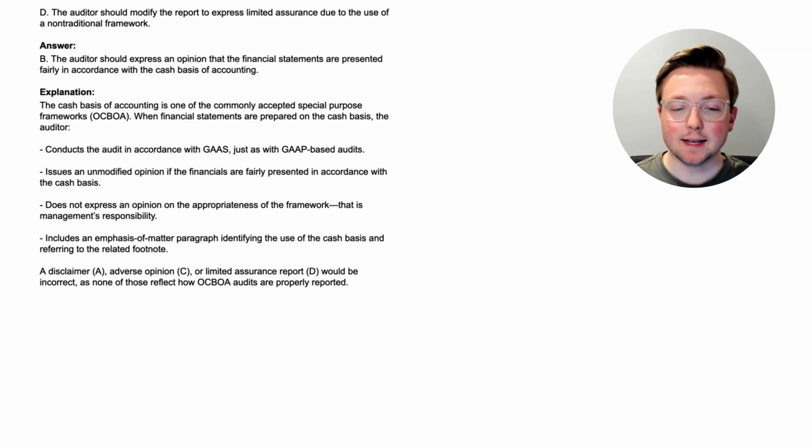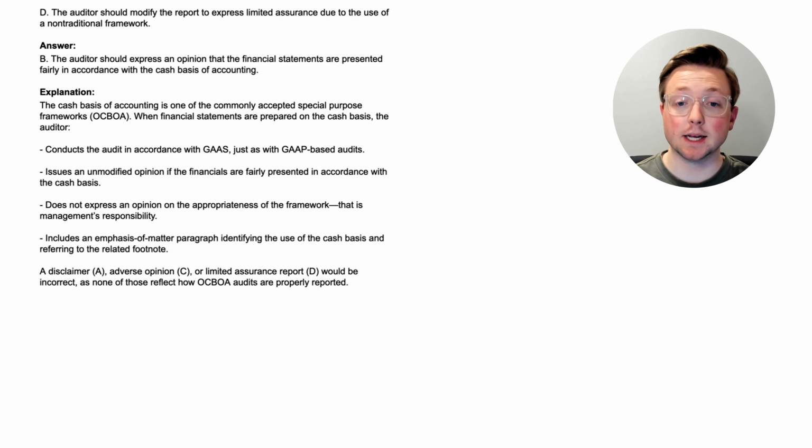All right, here we are at the answer, B. The auditor should express an opinion that the financial statements are presented fairly in accordance with the cash basis of accounting. All right, so we just barely went over that in question 2, but you were basically applying it here in question 3. It's going to be very similar to question 2, but again, this is the kind of thing that you need to get hit home over and over again so that you know very easily what the answer is. So let's go through this.